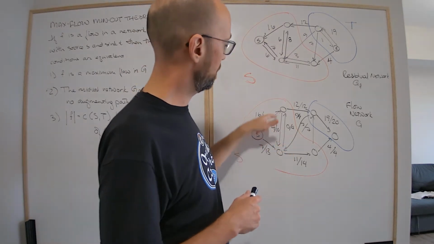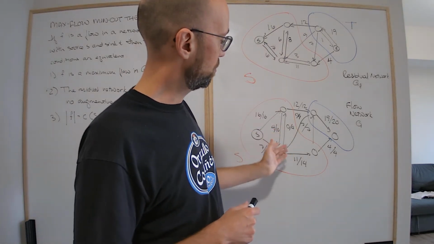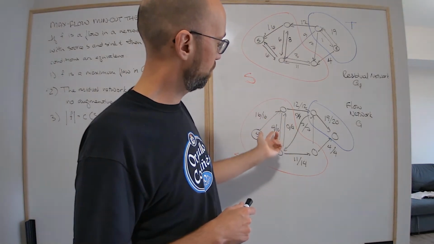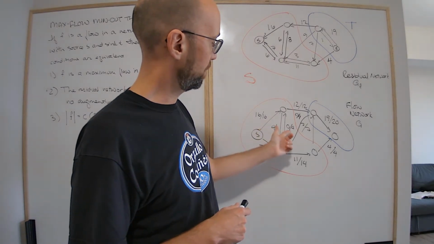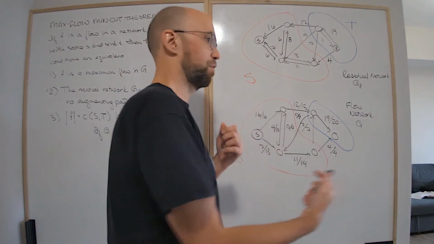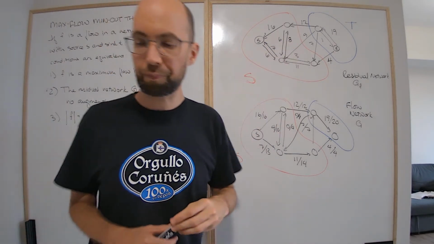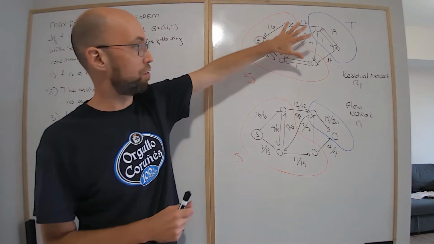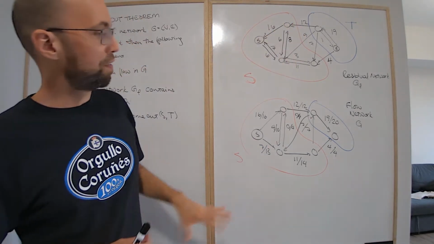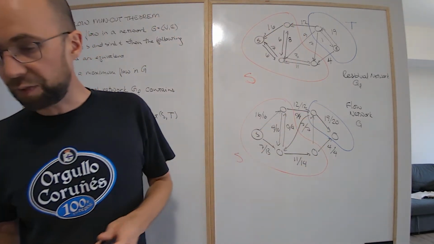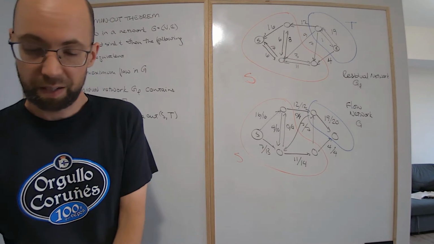And here you could increase by 6, or you could decrease by 4, and then you could also send 4 more crates in the other direction. So that's why this is a 6 and this is an 8. Okay, so this is how you draw the residual network. And then you have the flow network. I forgot to label this, this is T.